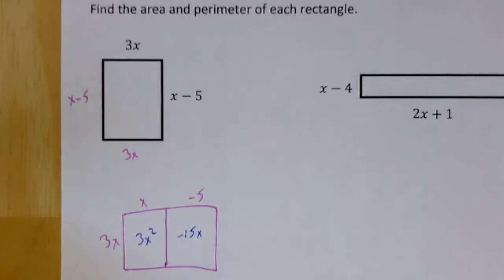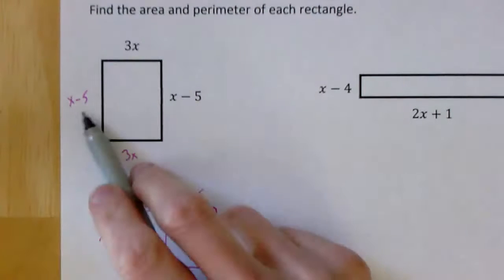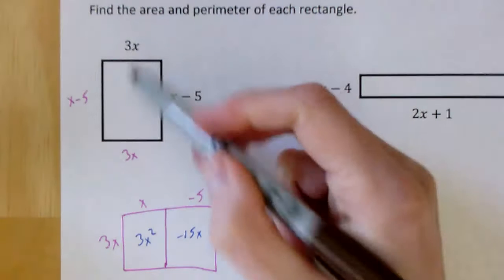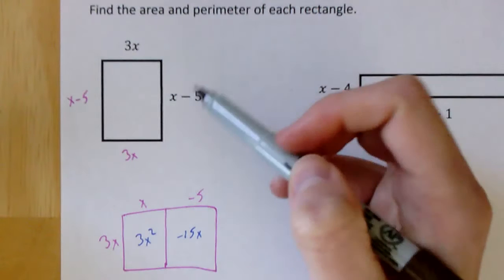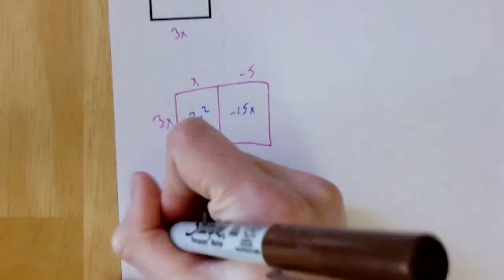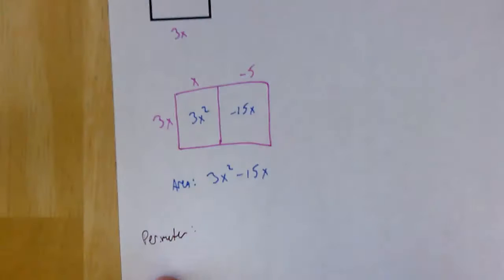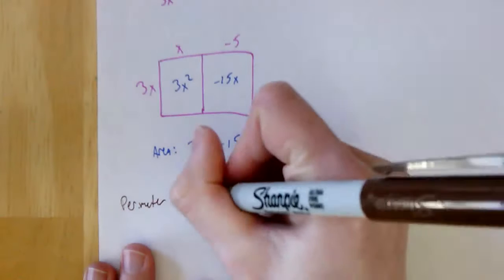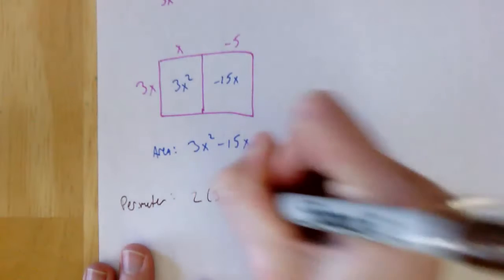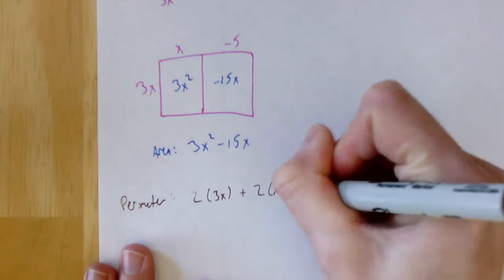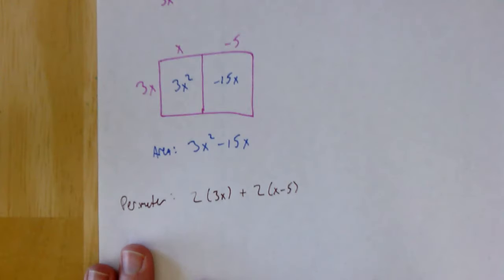Now, perimeter, there's two ways you can find it. You can either add up all of the side lengths, all 4 of them, or you can just say, well, there's 2 of these and there's 2 of those. Okay, either way works. What I'm going to do is say there's 2 3x side lengths, and then there's also 2 x minus 5 side lengths. Okay, so that is what I'm going to combine together.